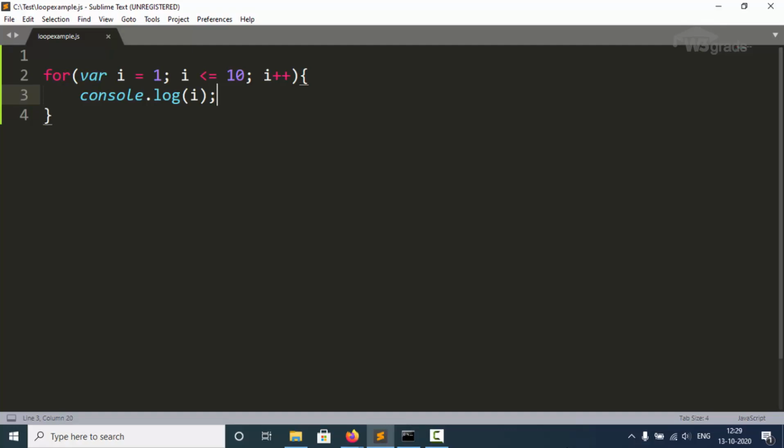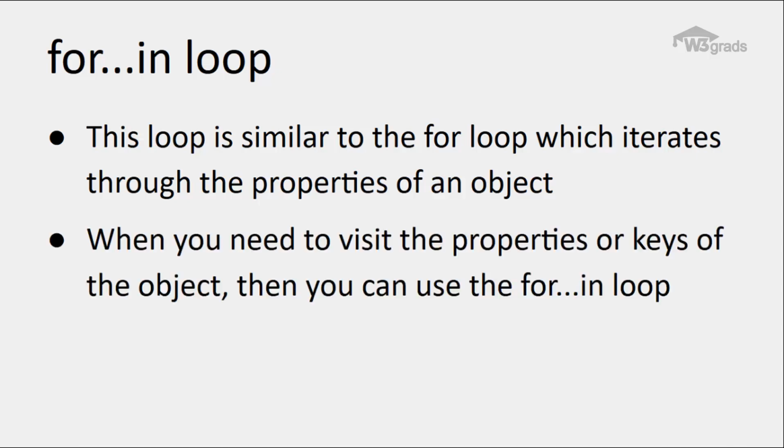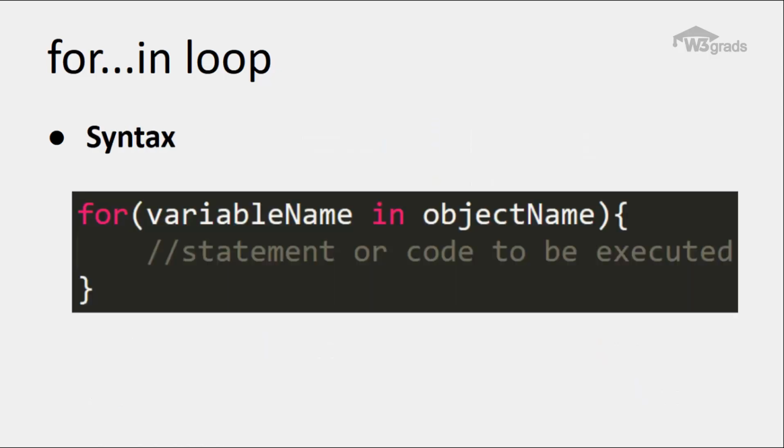Now, let's look at the next type of loop, which is the for in loop. The for in loop is similar to the for loop, which iterates through the properties of an object. That is, when you need to visit the properties or keys of the object, then you can use the for in loop. It is a better choice when you are working with objects, or dictionaries, where the order of index is not essential. Here is the syntax of the for in loop.